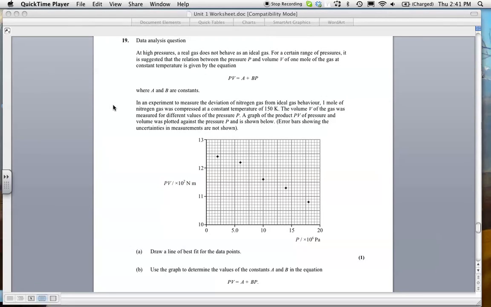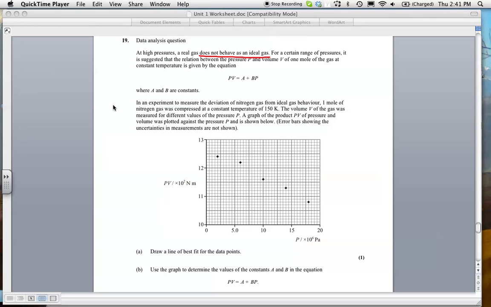This is the second video that I'm going to be doing for Unit 1 worksheet, looking at the data analysis questions, and hope you'll find it useful. Now we have this question which is related to pressure and volume. At high pressures a real gas does not behave as an ideal gas. Now you haven't really had any experience with this, so it's probably going to be a little bit beyond you, but we will look at the basics behind this analysis, and I think you'll find that useful.